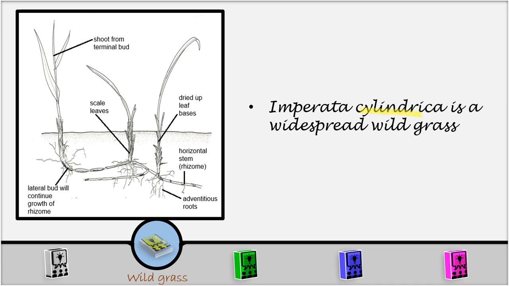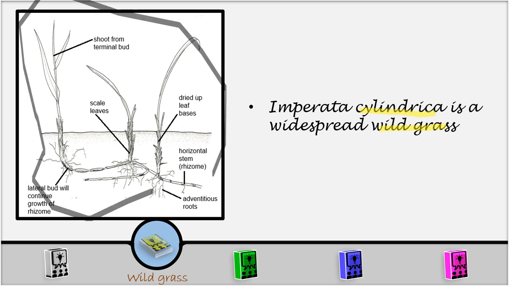Imperata cylindrica is a widespread wild grass. So our Imperata cylindrica is a wild grass.